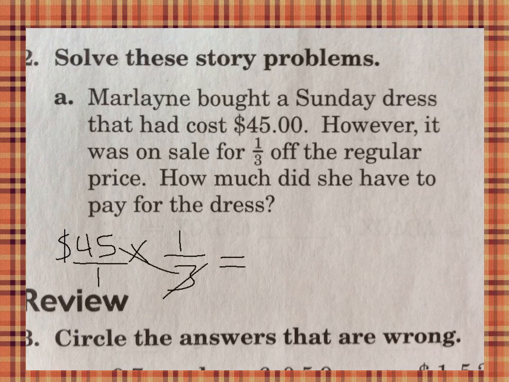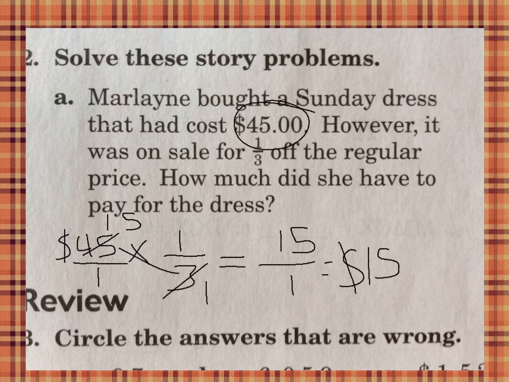3 goes into 3 1 time. 3 goes into 45 15 times, and that will make this a lot easier. Then we do 15 times 1, and that gives us 15. 1 times 1 is 1, so what we have here is $15. Now this isn't the answer, this is just how much off of the price. If it's a third off, it's $15 off the $45.